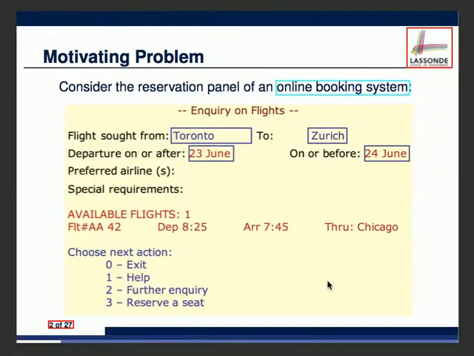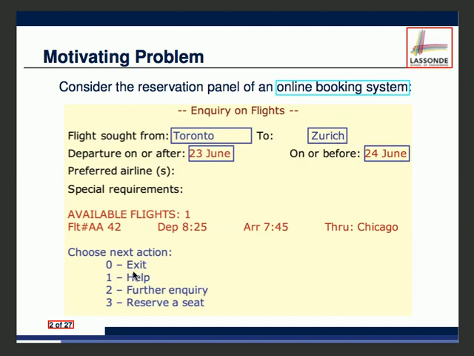For the purpose of the lecture, let's assume we have the following system. Let's say it's an online air ticket booking system. Currently I'm in a particular window or panel, in a particular state. Here, the computer is trying to inquire about the flights from me. So I can say the source should be Toronto, the destination should be Zurich, etc., right?